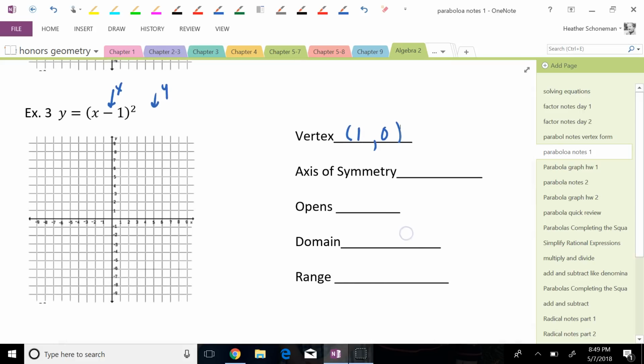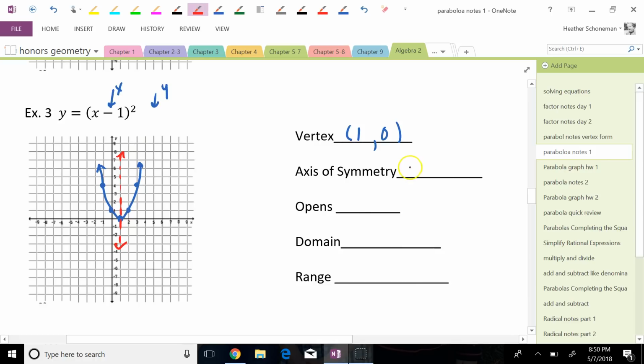So now I'm going to graph that point, 1, 0, which would be right here. So from the original parent function that we started with in the first example, this is shifted 1 to the right, which is kind of the opposite of what you think would happen. Okay, let's use our pattern. We go over 1, we go up 1. If we go over 2, we go up 4. Here is our graph.